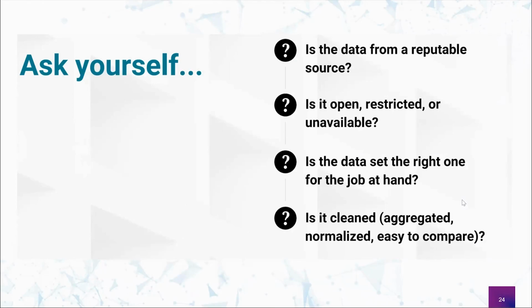So let's build the building blocks, even before we start. Now you have, some way or the other, created an infographic just by logically taking the information. But then you just need to ask yourself, for accuracy, is it meaningful, is it useful? Is the data from a reputable source? Yes. Is it open or restricted or unavailable? Okay, fine. Is the data set the right one for the job at hand? Sometimes we might pick up some data and hand it to people and say, okay, this is it. But then they'll be scratching their heads and saying, nah, this is not what I'm looking for. And finally, is it cleaned?